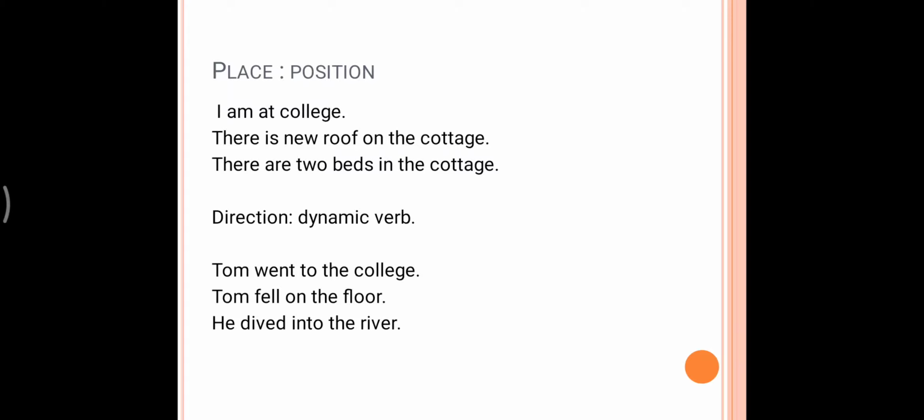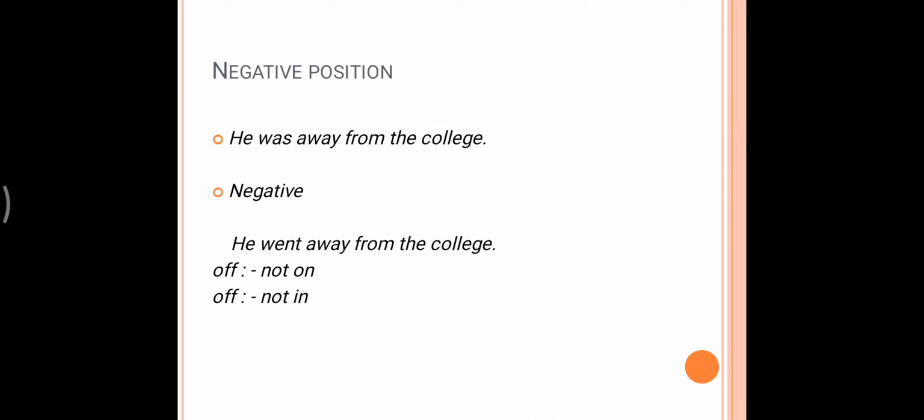Okay, so like this we have this type. When we have negative orientation, negative position. Away from, he was away from the college. The position is indicated here, and negative direction, he went away from the college.